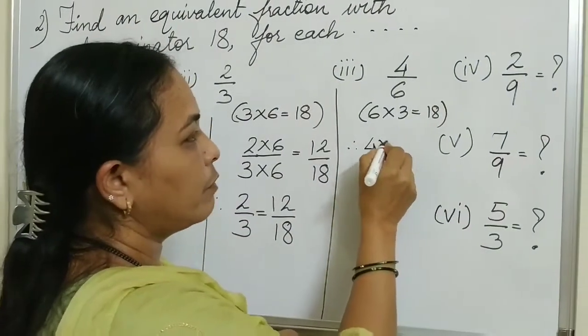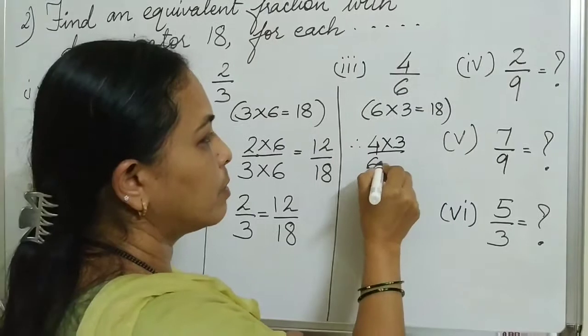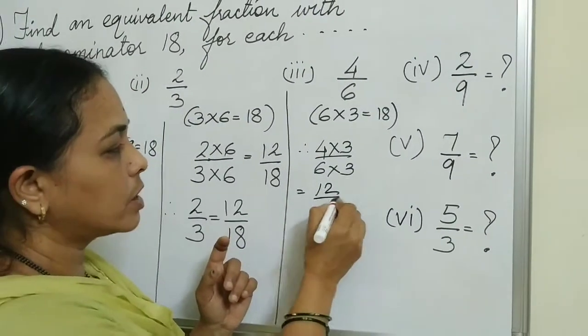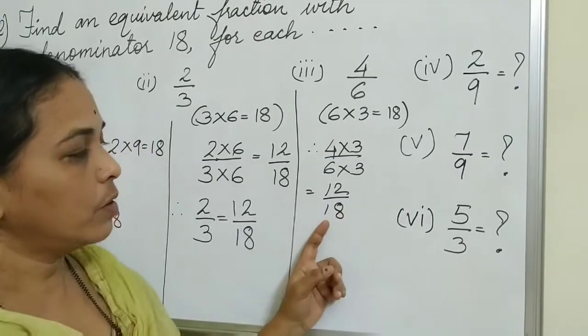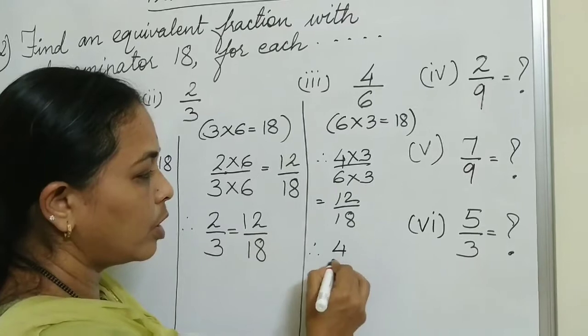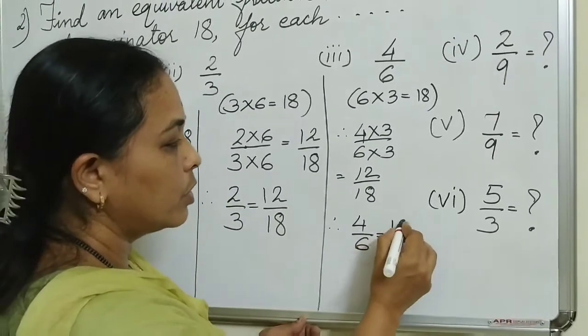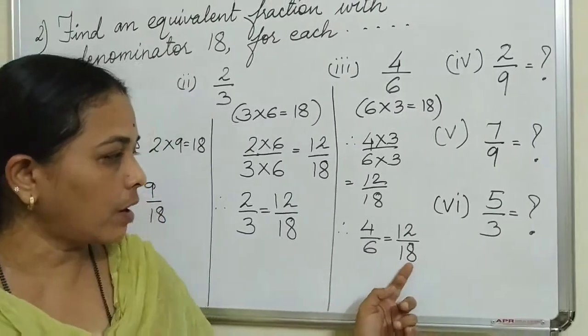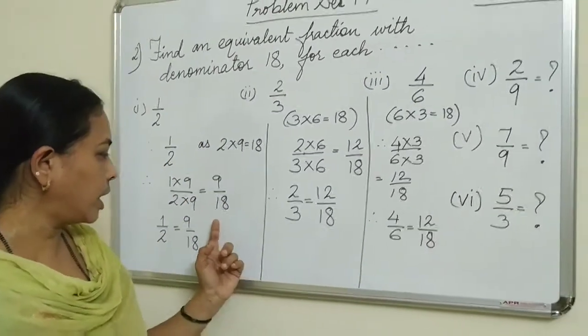You will multiply 4 by 3 and 6 by 3. You will get 4 3s are 12, 6 3s are 18. Okay, we got the denominator 18. Therefore, 4 upon 6 is equal to 12 upon 18.